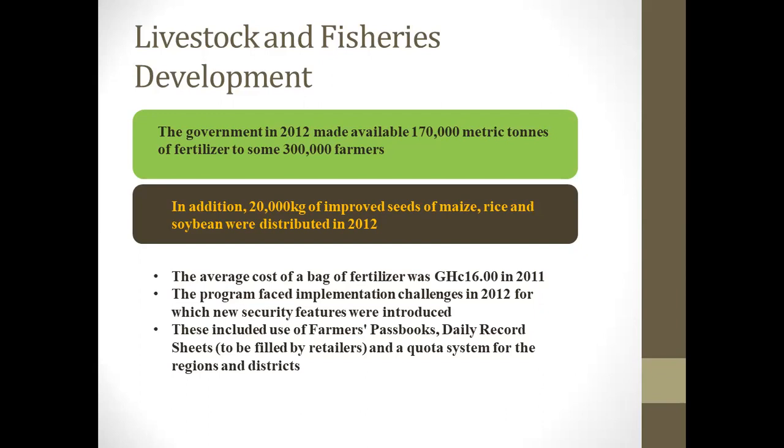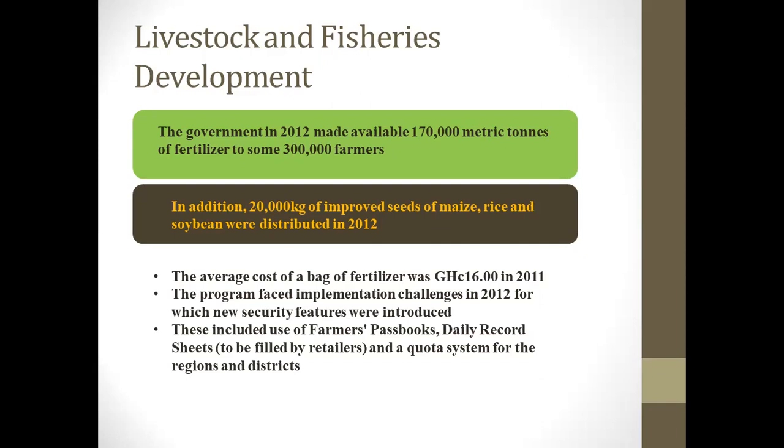Now, the government in 2012 made available 170,000 metric tons of fertilizer to some 300,000 farmers. So just have this in mind. And in addition, 20,000 kilograms of improved seeds of maize, rice, and soybean were distributed in 2012. Now, the average cost of a bag of fertilizer was 16 Ghana cedis as of 2011. So this should tell you the expenditures that the government incurred.